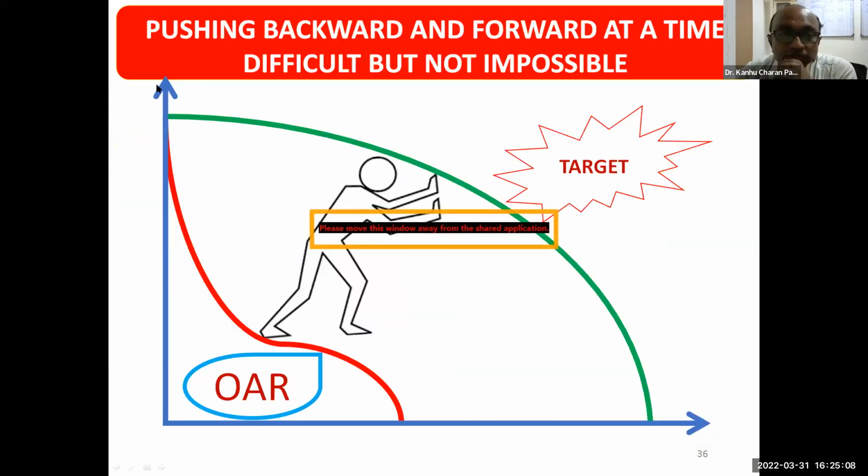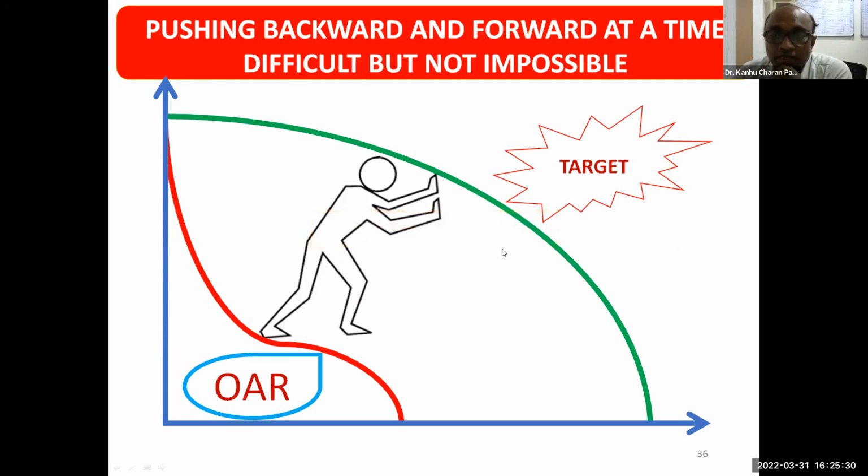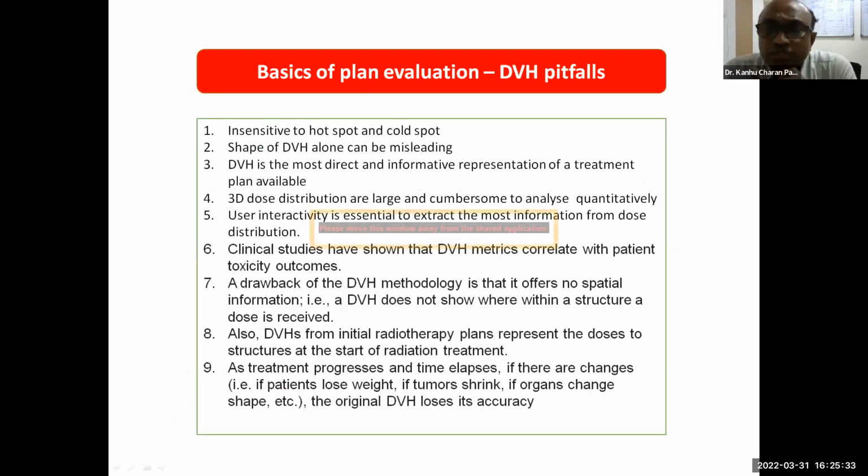If you see this graph, we always want to push the target curve forward and the OAR curve backward. Pushing the target and OAR curves forward and backward is our daily work, but it all depends on the site, size and type of target. But DVH alone is not sufficient for plan evaluation because it is insensitive to hotspots and cold spots, and the shape of the DVH alone can be misleading.